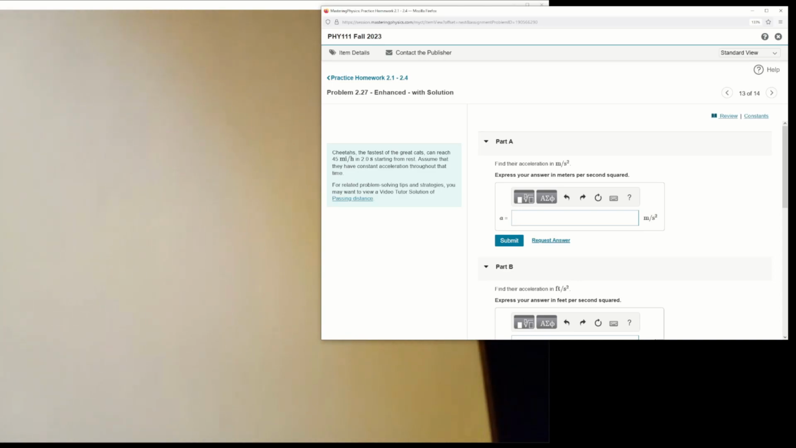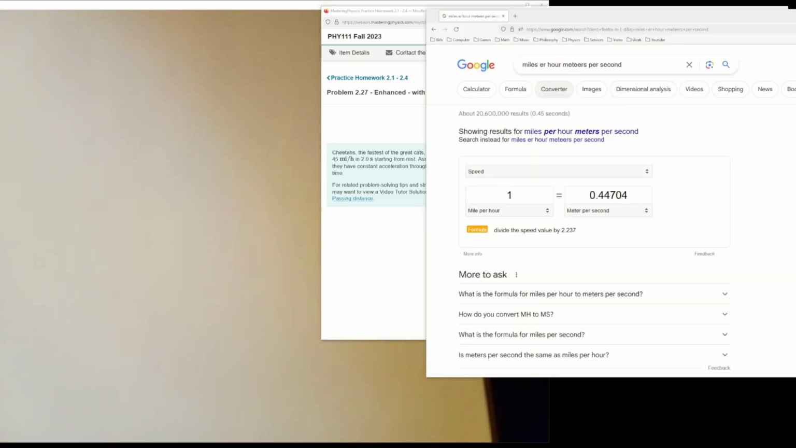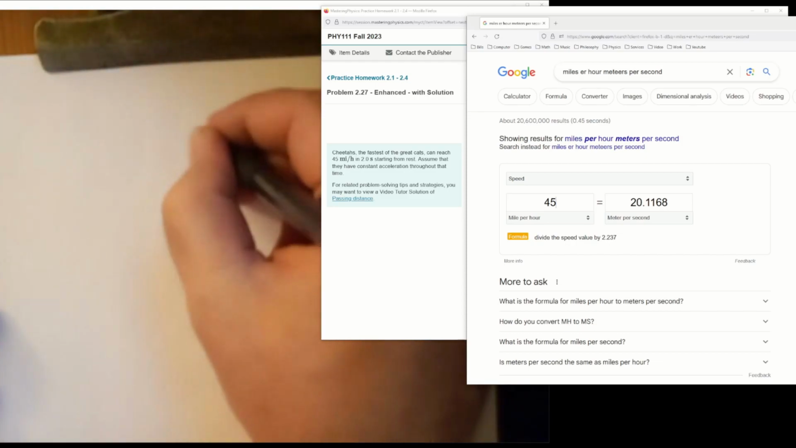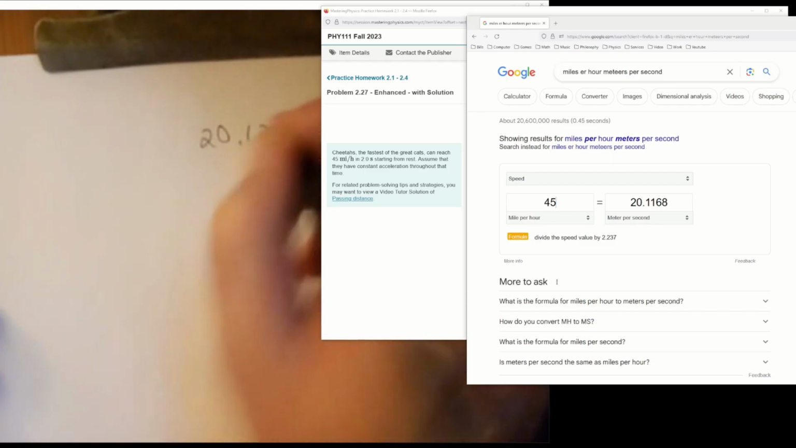If you're doing the homework and you see 45 miles per hour, just go ahead and use Google and find a converter that'll just change from miles per hour to meters per second. So here we go. I just did a quick Google. Miles per hour, meters per second. Didn't quite spell that right, but it's close enough. And so our number is 45 miles per hour. Just going to stick that in there. And so we have a speed of 20.12.